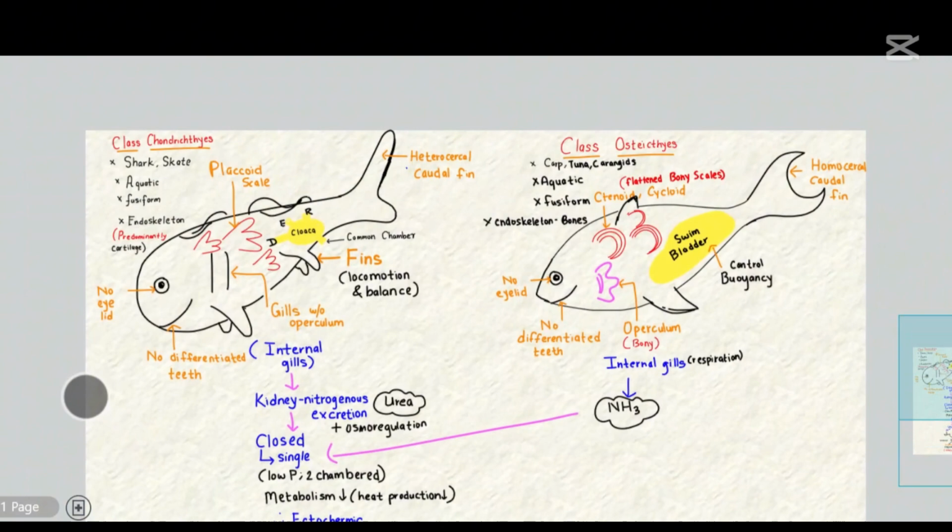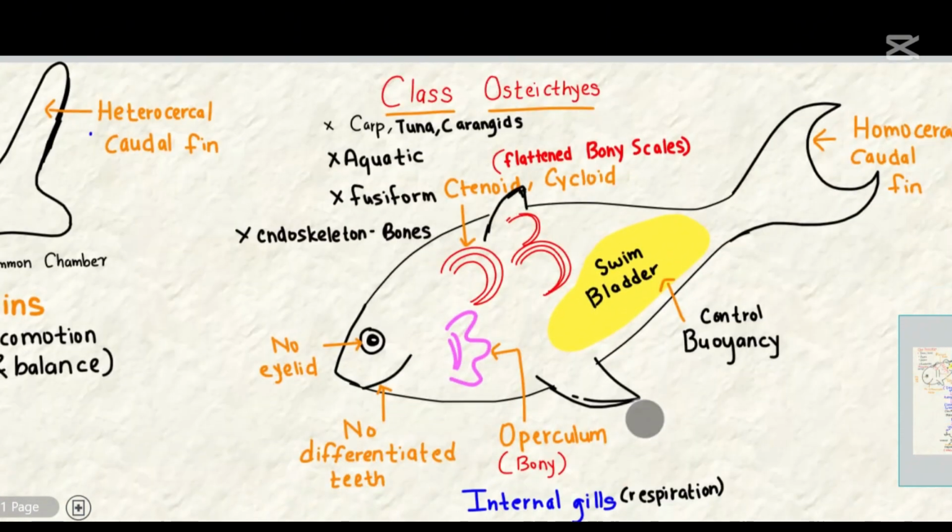Now let's move on to class Osteichtyes. So examples for class Osteichtyes are going to be carp, tuna and carangids. They are going to have an aquatic habitat, and their body is again fusiform, or you can even say streamlined body shape. And the endoskeleton is going to be of bones. So bones is going to be the main one. And then we are going to speak about the same order.